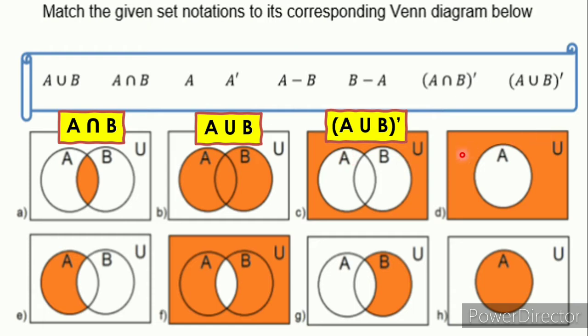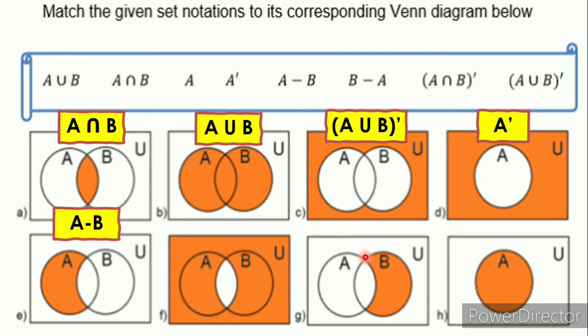Next, the shaded part of this Venn diagram is outside the set A. So this is the A complement, or the complement of set A. All elements outside the set A. Next, the shaded part is only in this region of set A. So this is set A minus set B.